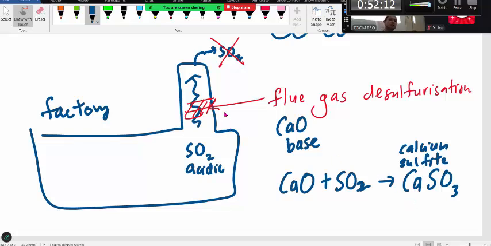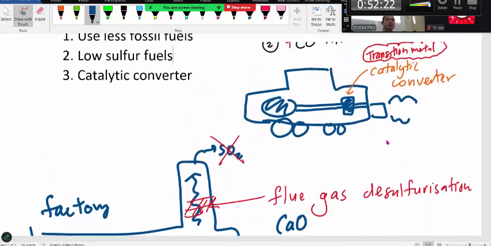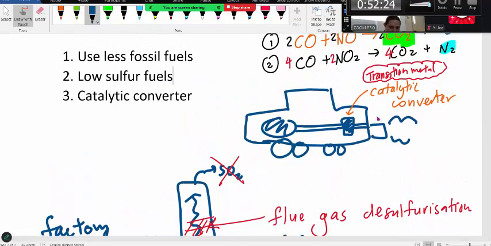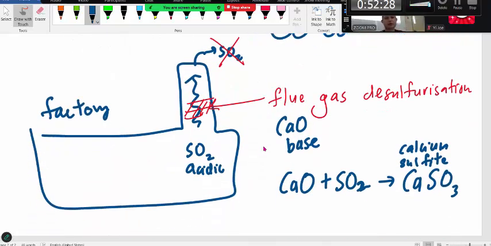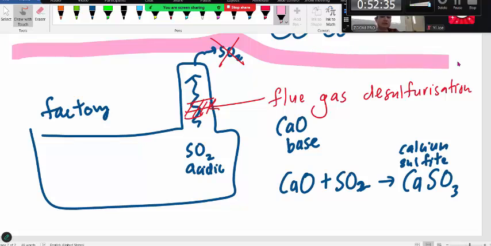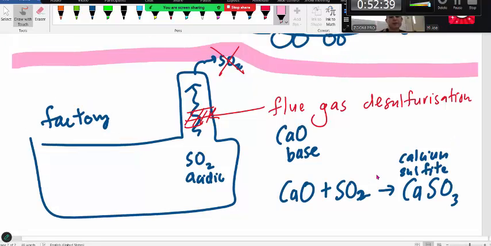Okay, so it's just neutralizing it. You can also use calcium carbonate, but most of the time they use calcium oxide to neutralize the sulfur dioxide. Okay, so this is in the factory. You cannot do this in the exhaust. The exhaust is the catalytic converter. This one is flue gas desulfurization. Okay, Ken? Ijo, do you understand? No problem.